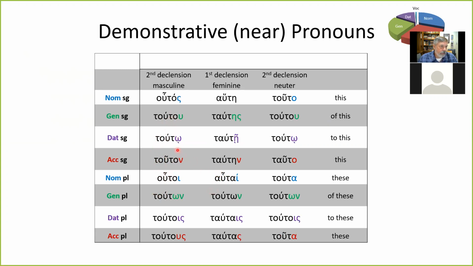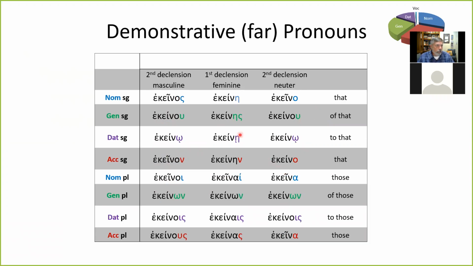I'll show you another pattern later. Anyway, you're just doing the singular this, or these in the plural. In the far pronouns, that is going to be that or those. So our translation for something that's further away, relatively speaking, would be that, versus plural would be those.